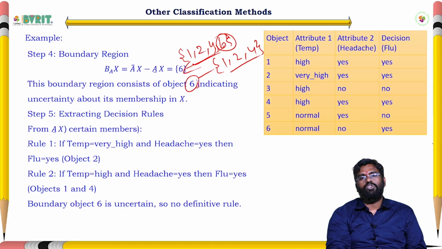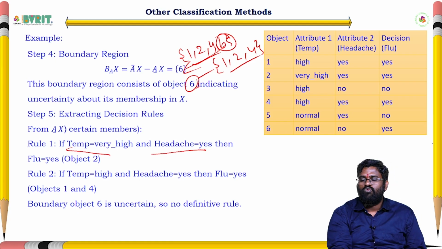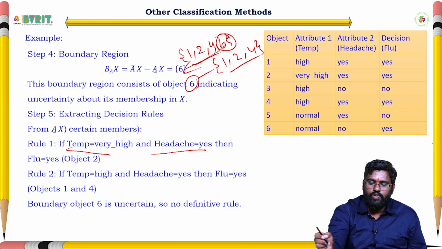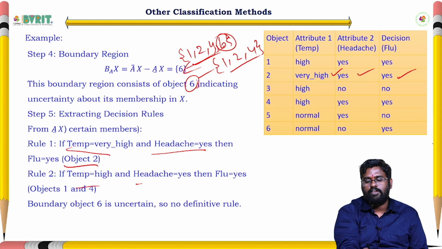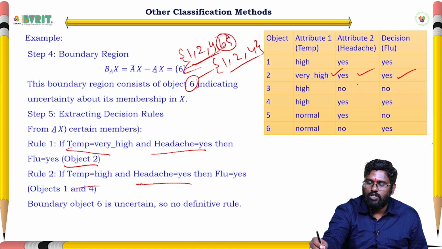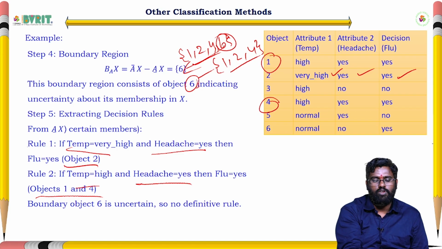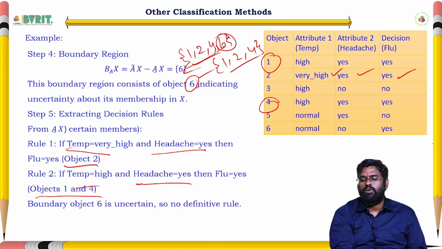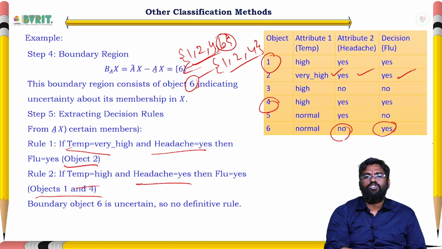So we have to write the decision rules. With the condition temperature is equal to very high and headache is equal to yes, the flu with yes contains temperature very high only in yes, so object 2. Next, temperature is equal to high and headache is equal to yes, then the flu with yes contains object 1 and object 4. Boundary object 6 is uncertain. There is no definite rule. Why? Because here it is yes, but the headache will be no. Whether it is a positive status, yes status, we need to consider and we need to write this one.